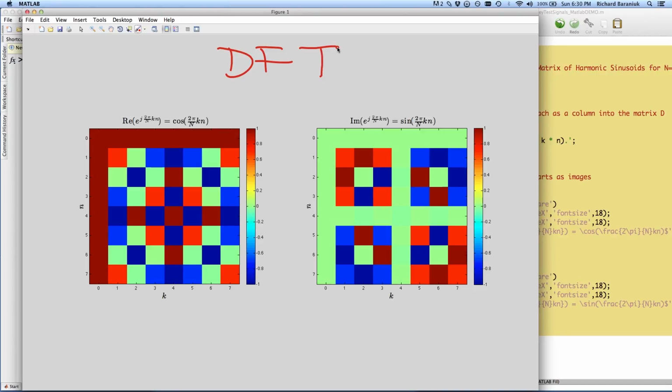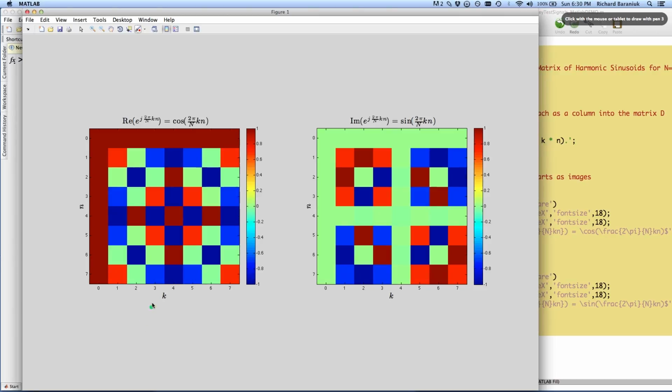Basically, what's going to happen is multiplying a length 8 signal by this matrix, with this real part and this imaginary part, is going to take us from the time domain and map us into the frequency domain, which is a very powerful idea that we're going to exploit for designing different kinds of signal processing systems.